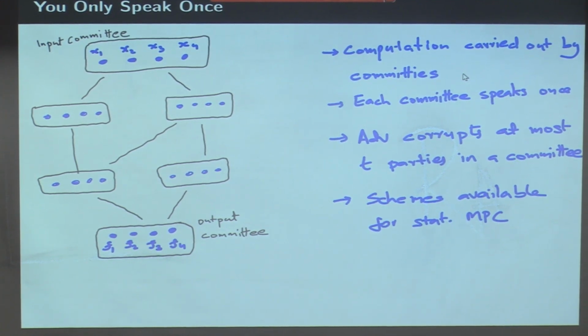So YOSO, they're trying to do some more things, but I think they're orthogonal, right? Yeah, there is a lot to be done, which is not really mentioned in this particular paper, to ensure that there are at most T corruptions in every committee. That's one thing. Also, they care about anonymity, right?